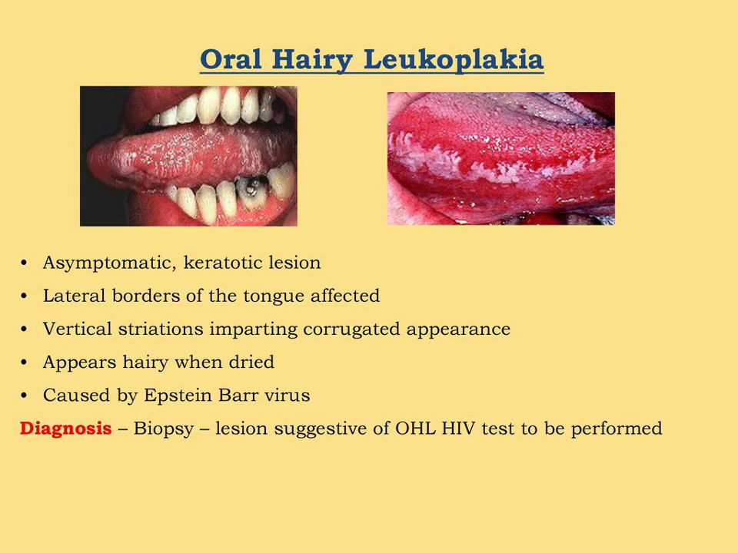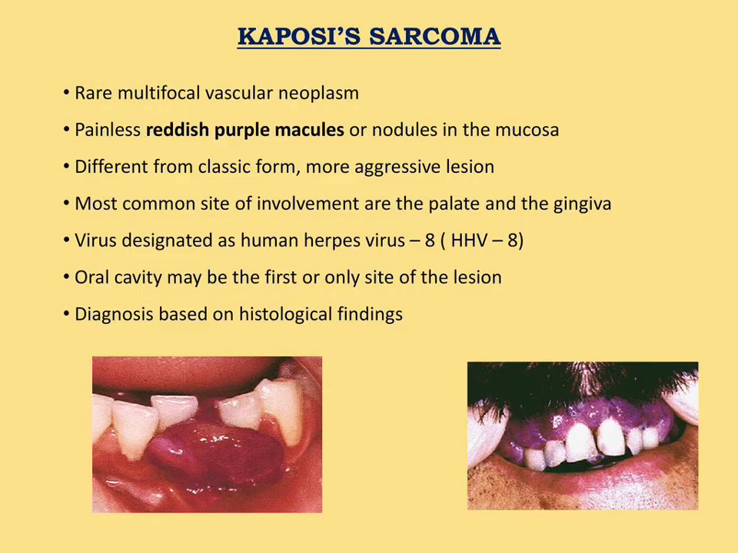The next one is oral hairy leukoplakia, which is an asymptomatic keratotic lesion. The lateral borders of the tongue are affected. Vertical striations impart a corrugated appearance. It appears hairy when dried and is caused by Epstein-Barr virus. The diagnosis includes biopsy of the lesion, and an HIV test is to be performed.